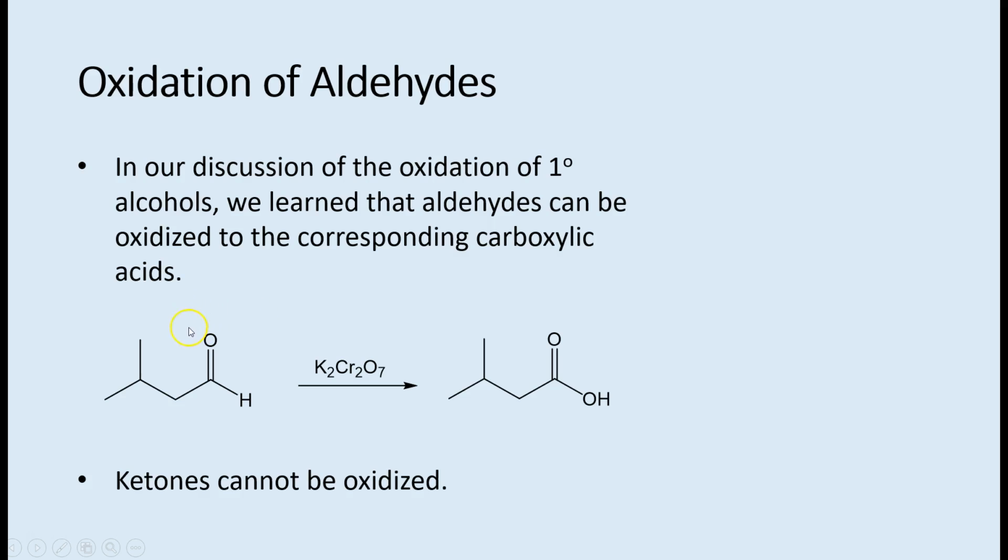But we can oxidize an aldehyde to a carboxylic acid, and the reagent that we use for this is potassium dichromate. We learned back in the chapter on alcohols that we can take an alcohol and oxidize it with dichromate to an aldehyde, which then goes on further and can't be isolated, and is oxidized to the carboxylic acid. So this is simply starting halfway. Instead of starting with the alcohol and oxidizing it to a carboxylic acid, we're starting with the midpoint, which is the aldehyde, and oxidizing it to a carboxylic acid.